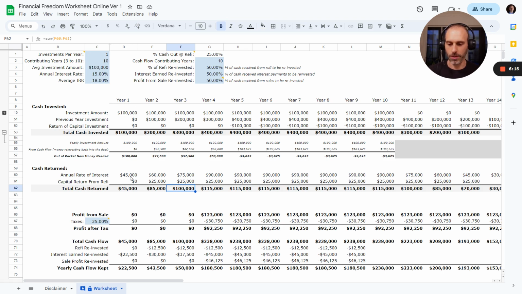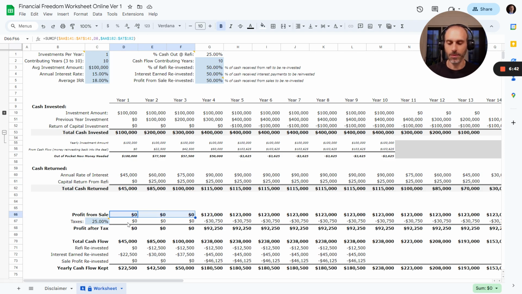So year 1, we're saying there's about $45,000 of annual interest returned or earned from this. There's some capital return from a refinance. There's none in that year. It starts happening in year 2 or year 3. There's a little bit of randomness in this, and so this is just calculating the full amount there. Any profits from sales, we're not doing any sales until year 4 or 5.